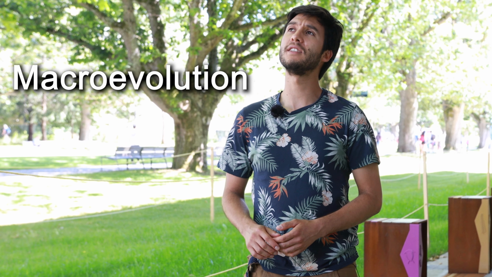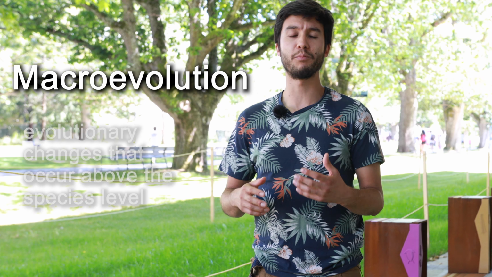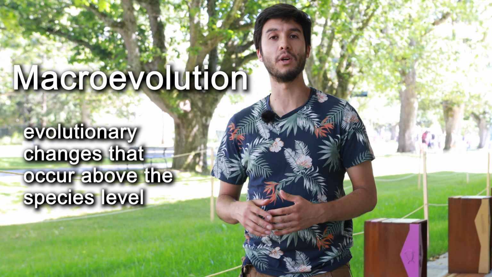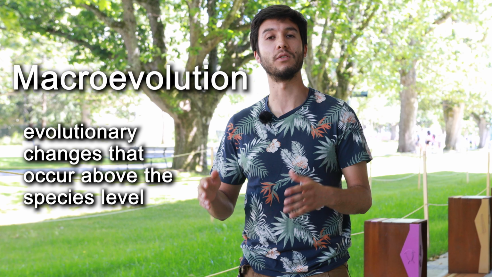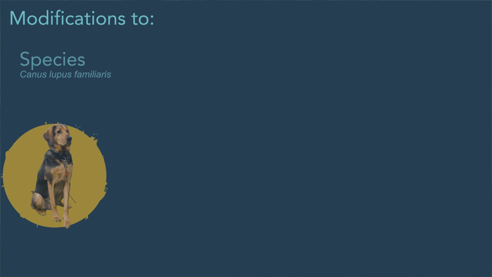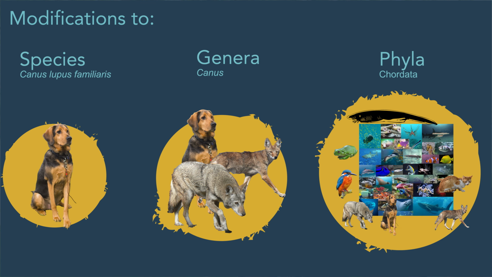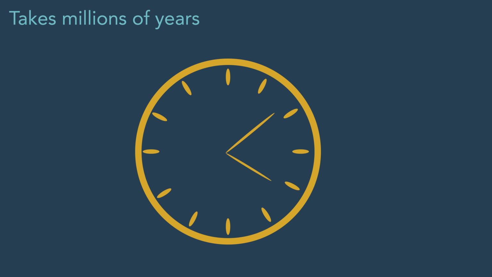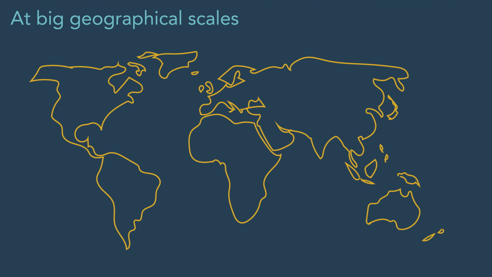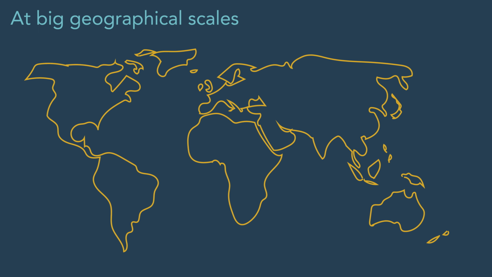So macroevolution is the evolutionary processes or changes that occur above the species level. So modifications that occur for species, genera, and phyla, for example, and that usually take millions of years and occur at big geographical scales like regions or continents.